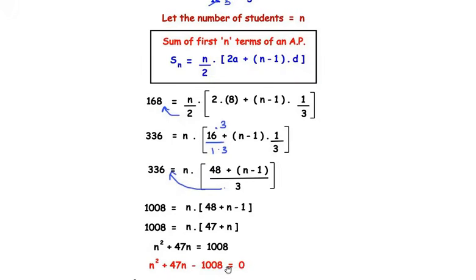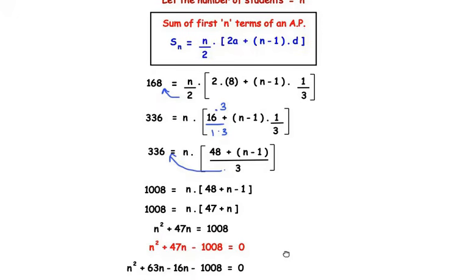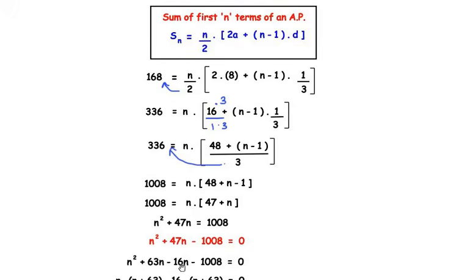Now we have to factorize this equation, and we have to find two factors in such a way that when you multiply them you should get minus 1008, and when you add them or subtract them you should get positive 47. So the two factors here we have considered are 63 and negative 16. When you multiply these two you get negative 1008, and when you subtract them you get positive 47. So we have written this equation as n square plus 63n minus 16n minus 1008 equal to 0.